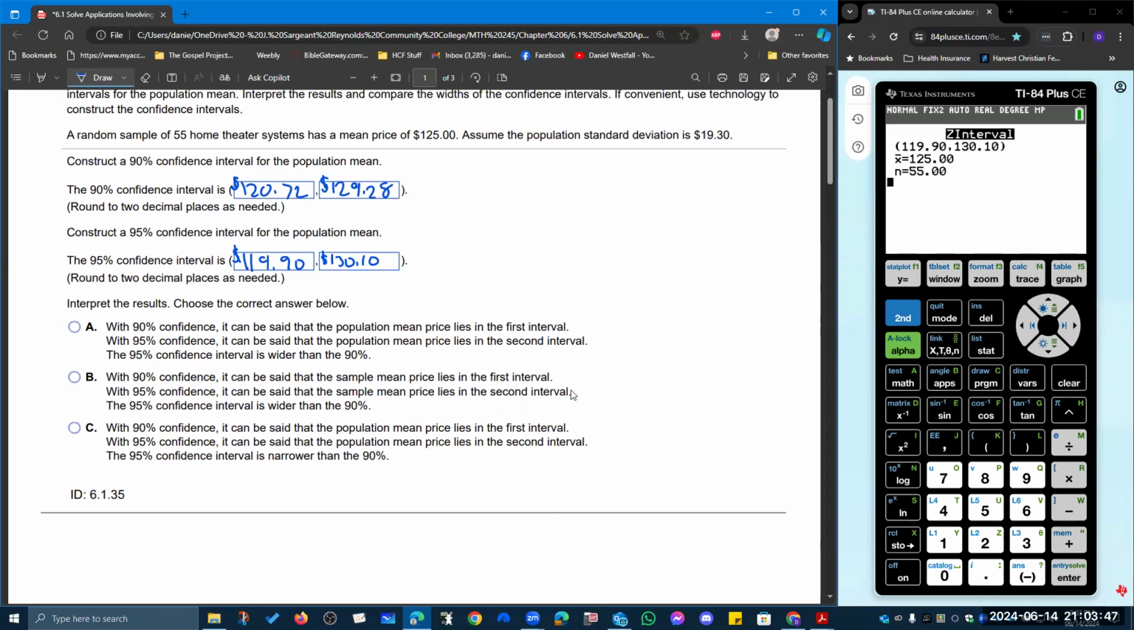The 95% confidence interval is wider. It's not this one. With 90% confidence, it can be said that the population price lies in the first interval. With 95% confidence, it can be said that the population price lies in the second interval. It's this one. All right, there we go.